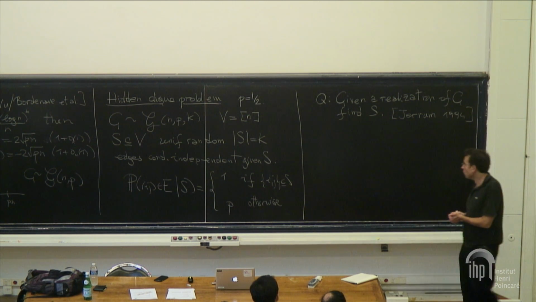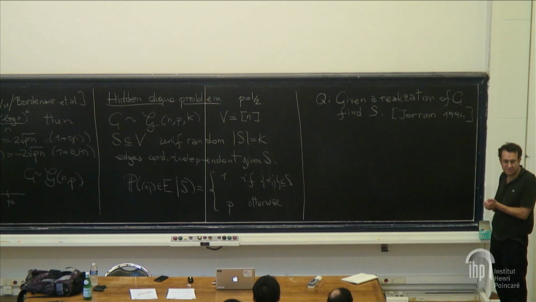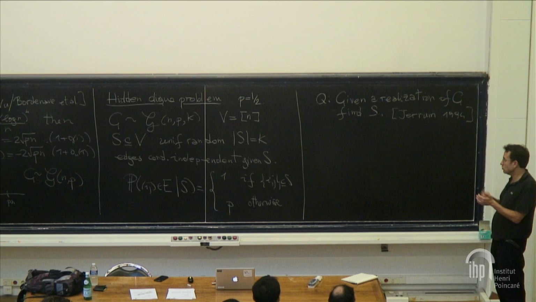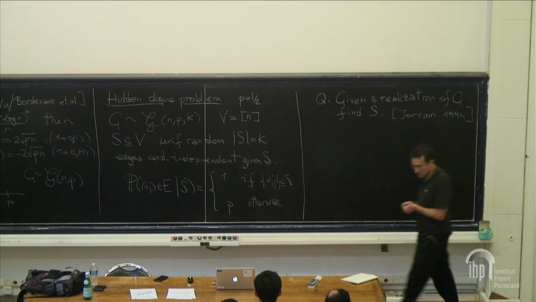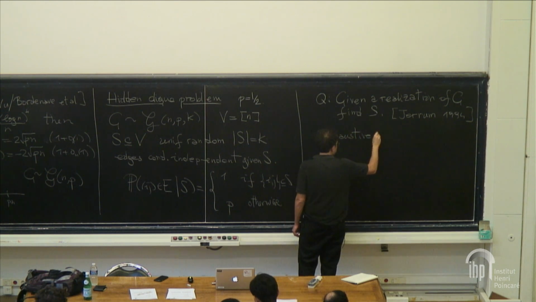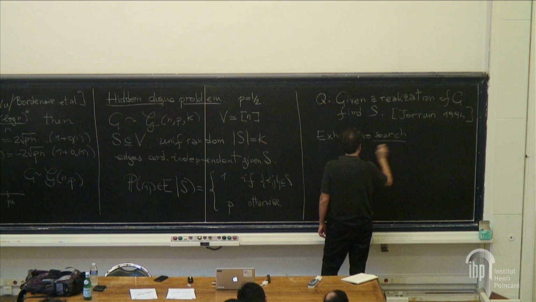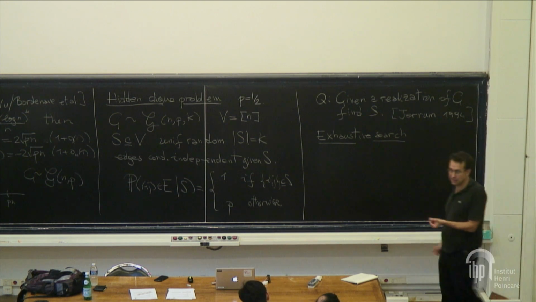Okay? So what can we say about this problem? How would you go about finding the set S? K is known in this case, right? K is known, right. So the most immediate thing would be I go over all subsets of size K, and I check if they form a clique. If they form a clique, I say, okay, the first clique that I find, I output that. Okay? So let's call this exhaustive search. So when will the exhaustive search output the right clique?